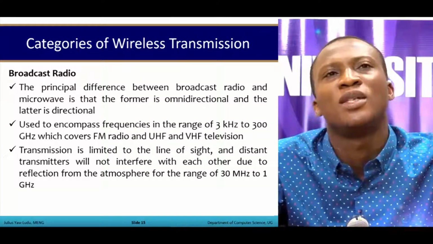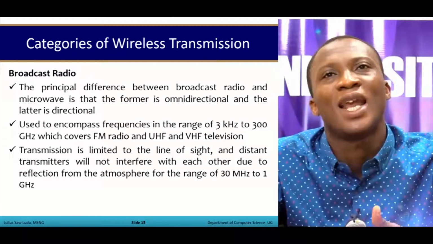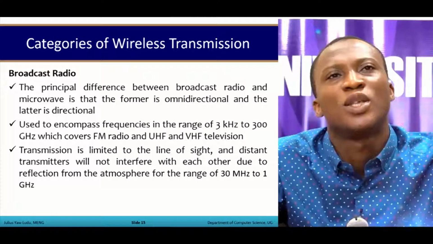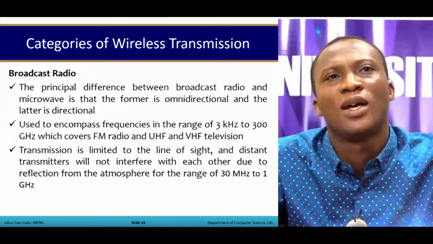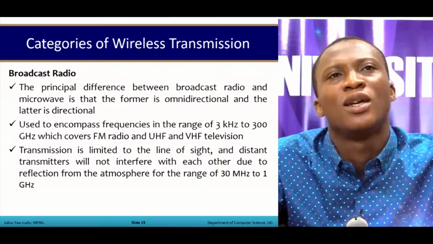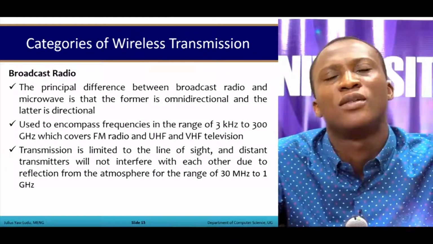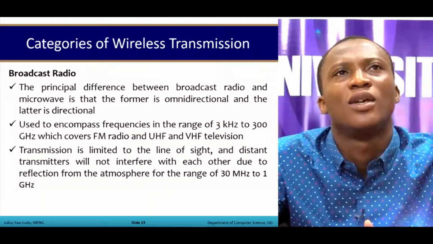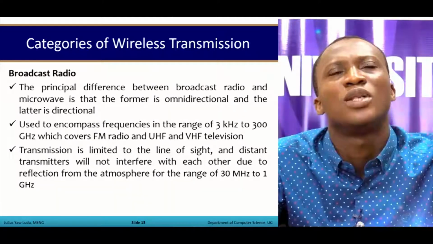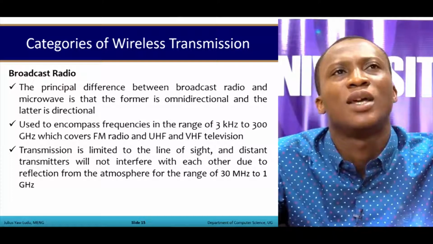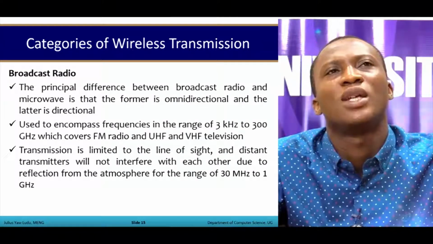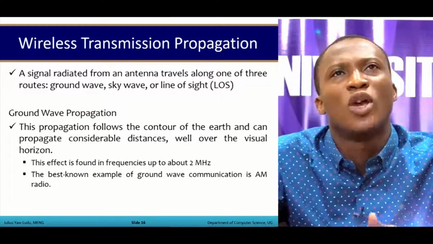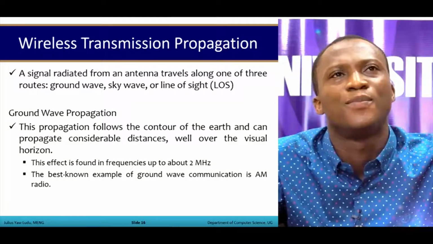Transmission is limited to the line of sight, and distant transmitters will not interfere with each other due to reflection from the atmosphere for the range of 30 megahertz to 1 gigahertz. So there are 3 categories. We have looked at the terrestrial, we have looked at the satellite, and we've looked at the broadcast way of transmission with regards to wireless.